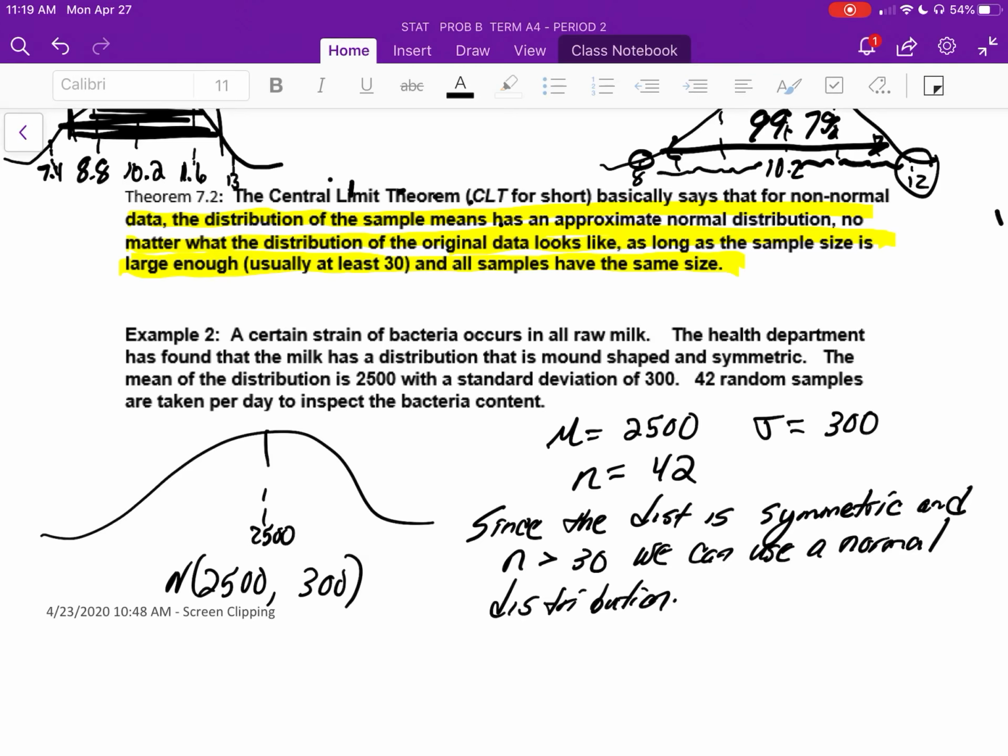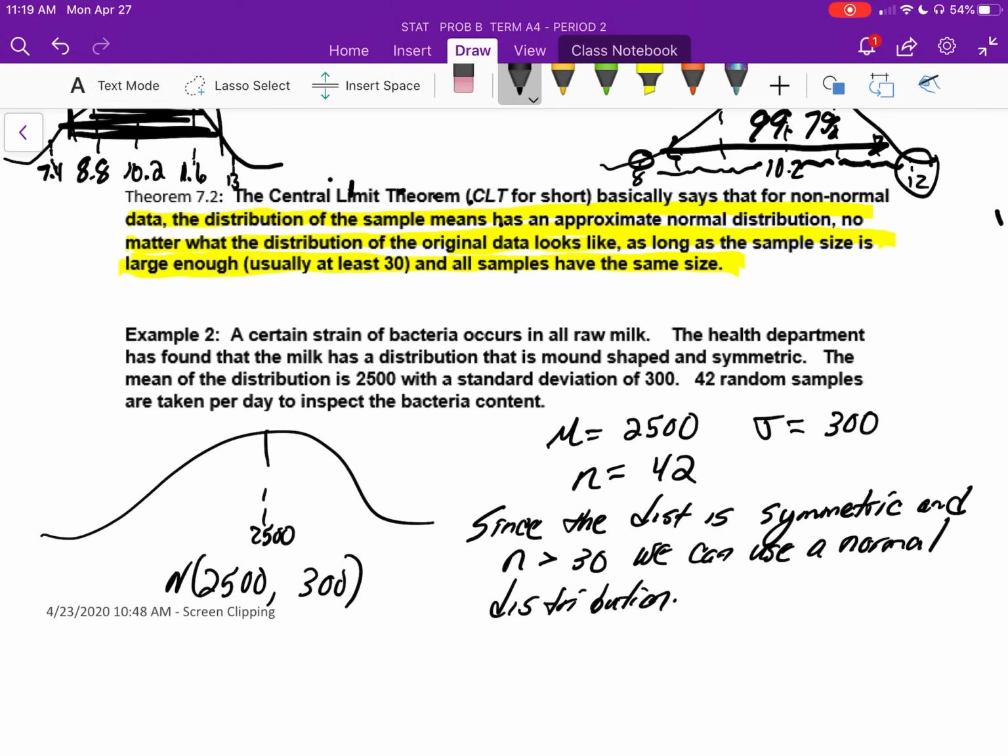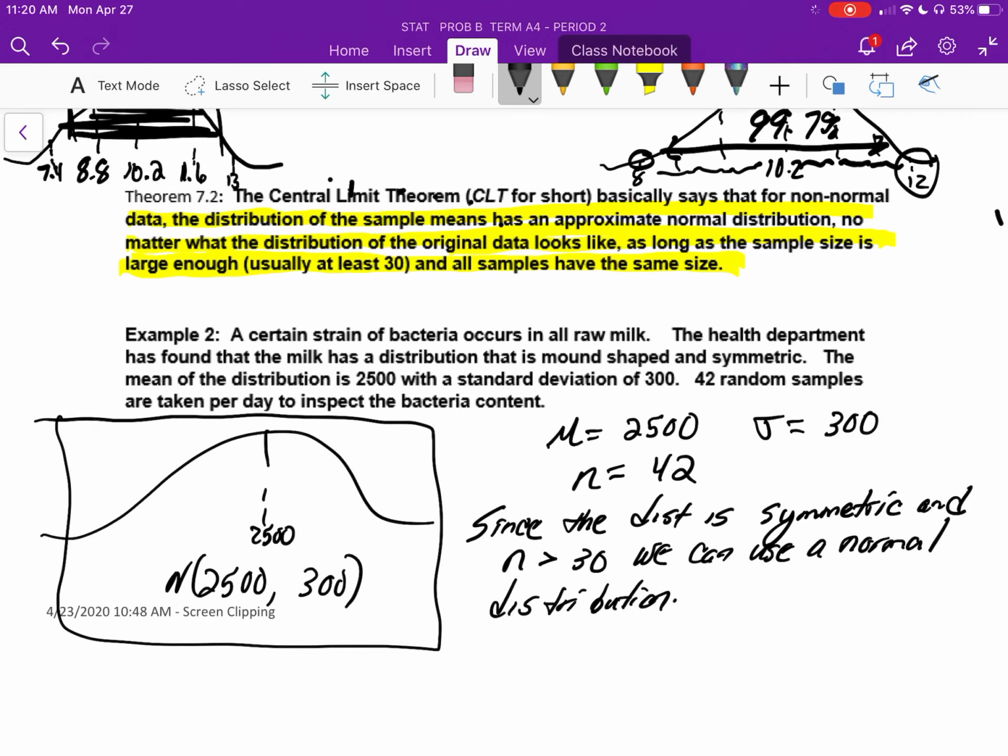Well, I think I forgot to give you the rest of this question, so I'm just going to hold off on that. The only thing that's important is now we have our model, right? We can do anything we want with it. I could say, what's the probability that a sample would have above or below a certain amount?